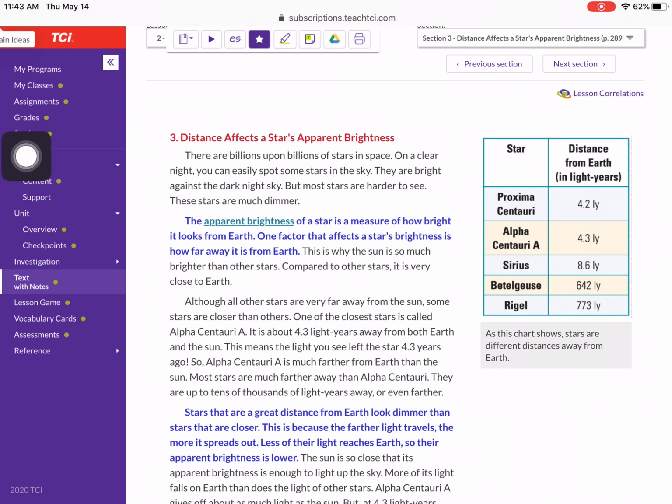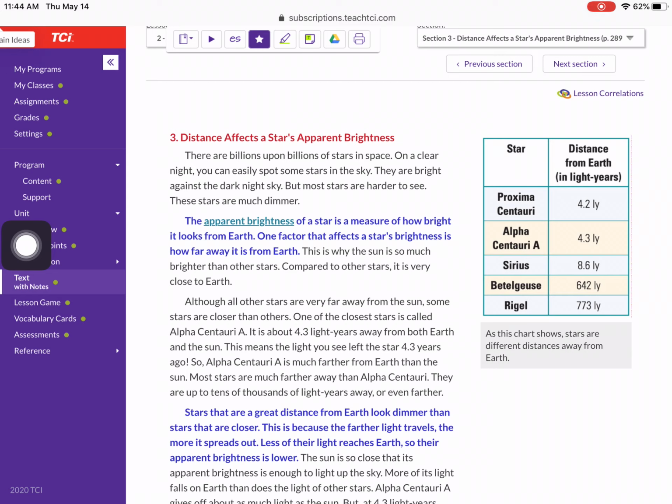Section 3: Distance affects a star's apparent brightness. There are billions upon billions of stars in space. On a clear night, you can easily spot some stars in the sky. They are bright against the dark night sky. But most stars are harder to see. These stars are much dimmer.